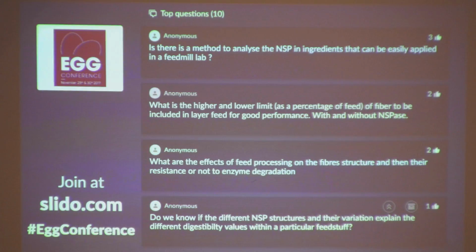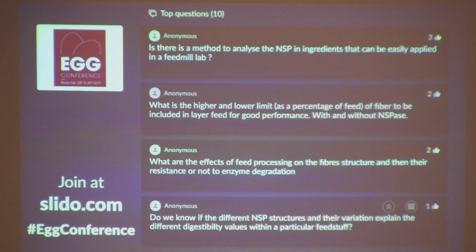Second question, what are the higher and lower limits, as percentage of feed, of fiber to be included in layer feed for good performance, with and without NSPases? I think I'll hand that over to one of the next speakers, because as I mentioned, I have been publishing with many different species, but I don't think I have one single publication where I've been dealing with layers.